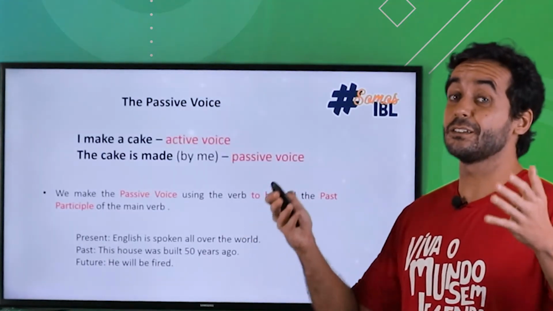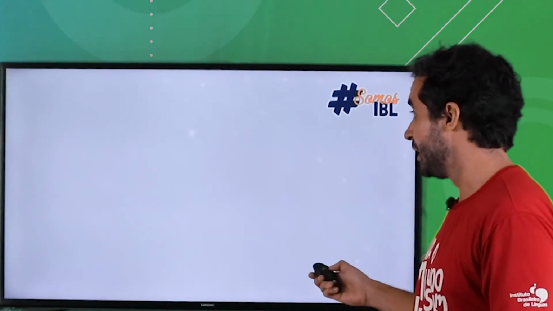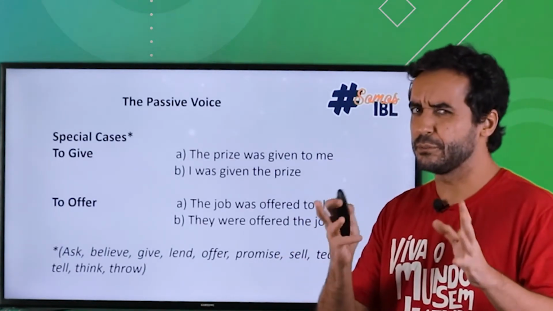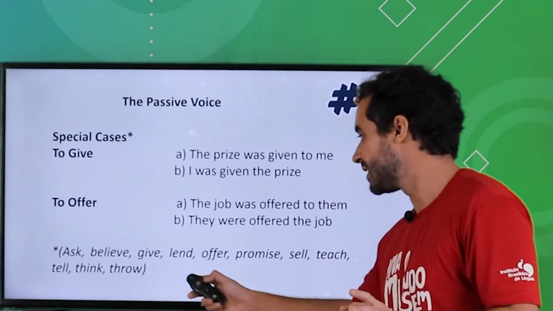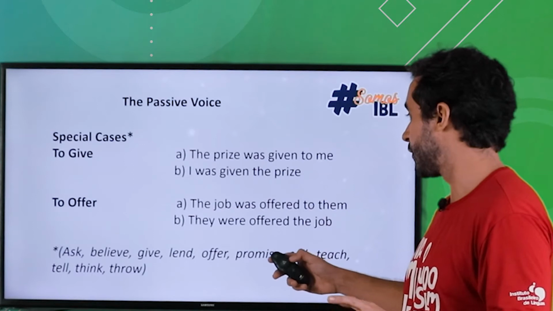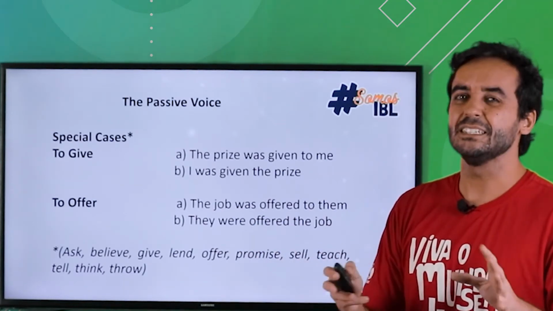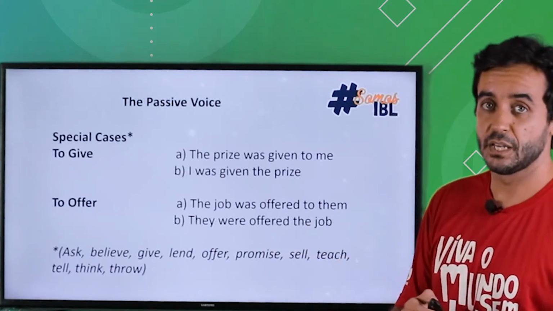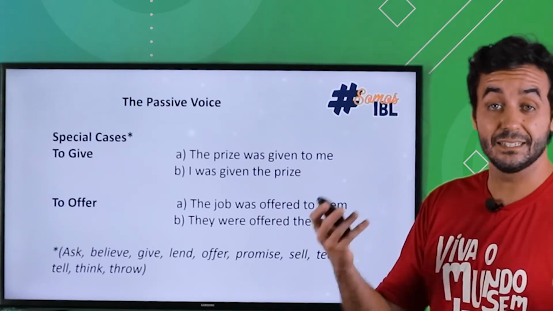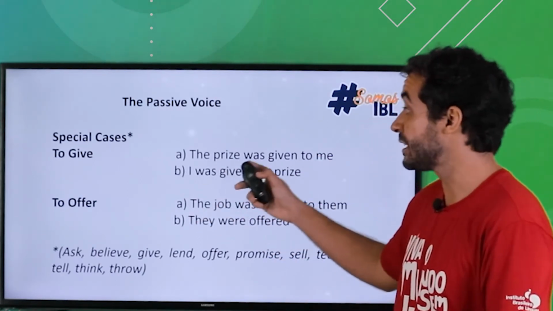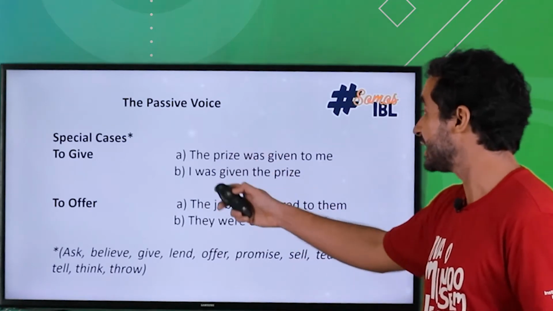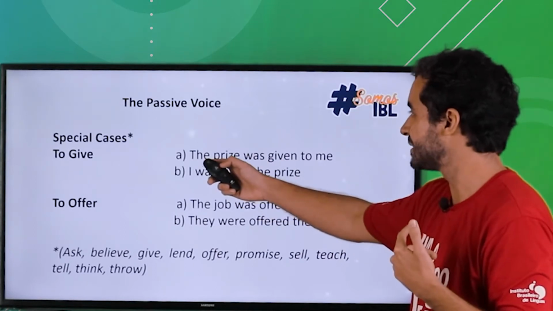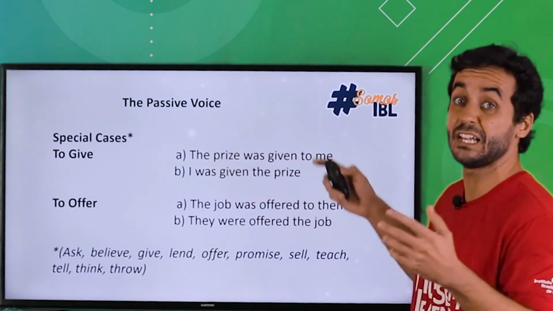But of course, there are always some exceptions. Whenever we have a verb like give or offer, which are pretty similar, and also verbs like lend, throw, which are basically the same, they mean something like giving something away. With these and some other verbs, you have two ways of using the passive voice. So let's take a look at that. Let's see an example with give. The prize was given to me. Try to switch places: instead of the prize as a subject, try to use it as an object.